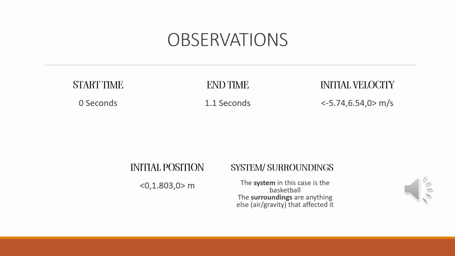Here we have some observations from the experiment. Of course, we started at 0 seconds at 0, 1.803, 0 meters with an initial velocity of negative 5.74, 6.54, 0 meters per second, and then we ended after 1.1 seconds. The system in this case is the basketball, and the surroundings are anything else that affected it.